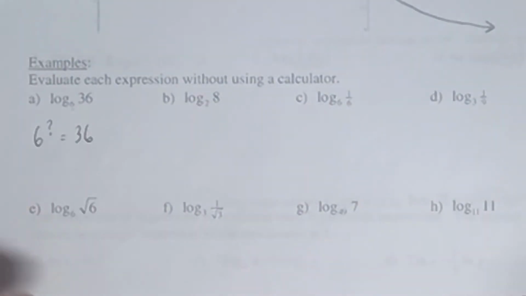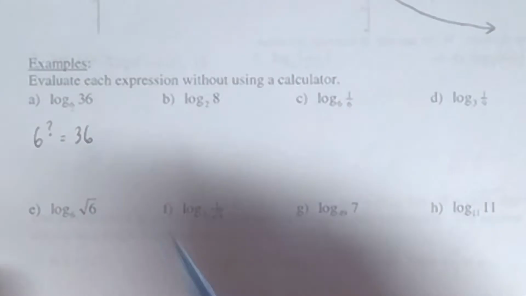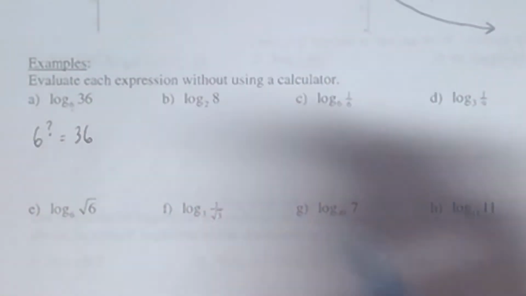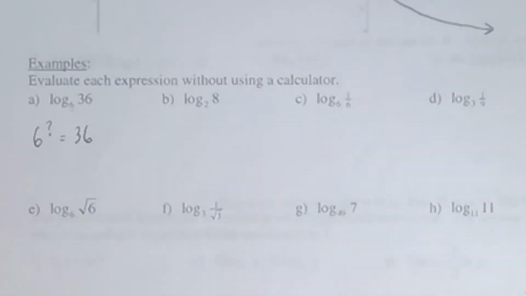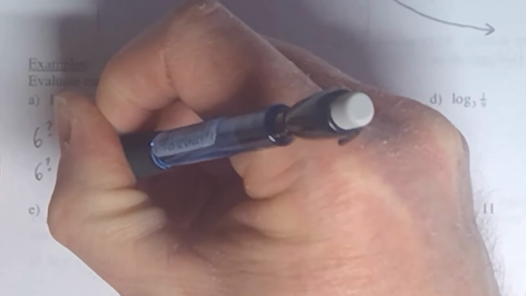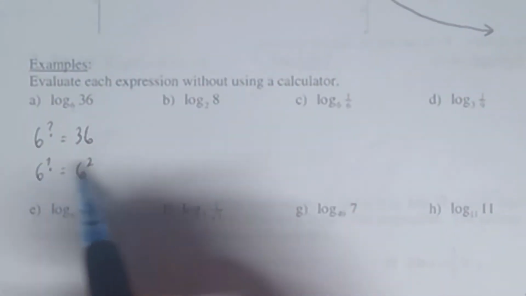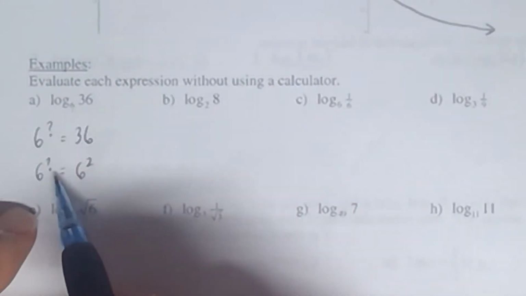So what you want to do is you take your product term and you ask yourself, okay, how can I rewrite that product term with 6 and an exponent? Well, we know that 6 to the second power is equal to 36, so you can rewrite the 36 as 6 squared, and then that makes it obvious that the missing exponent here is 2.